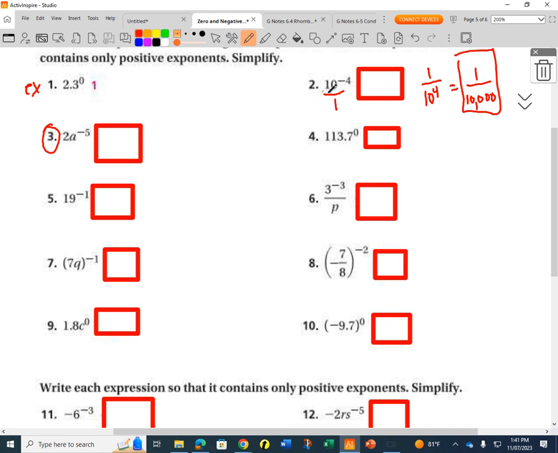10 to the negative 4th power is actually 1 over 10,000. Taviana, are you keeping up with me?